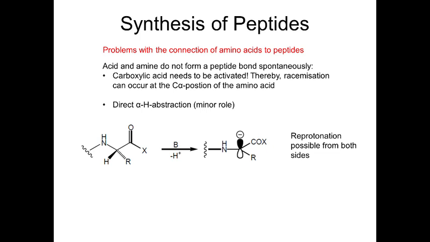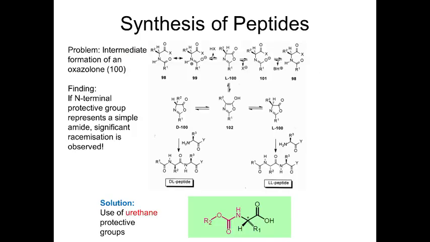So let's move now and have a look at the intermediates that can form, which induce the racemization. What happens is that oxazolone 100 is formed.